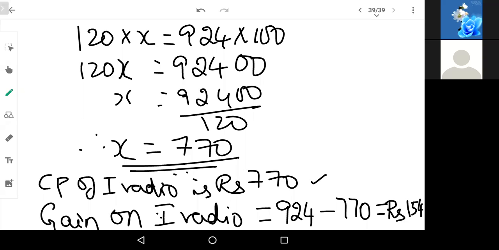Okay. Now, similarly, let us solve for the second radio. The situation for the second radio is that when he sold it, he made a loss of 20%. So, let us see how that is done.